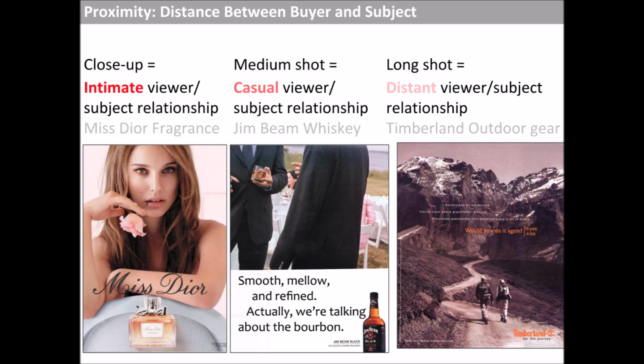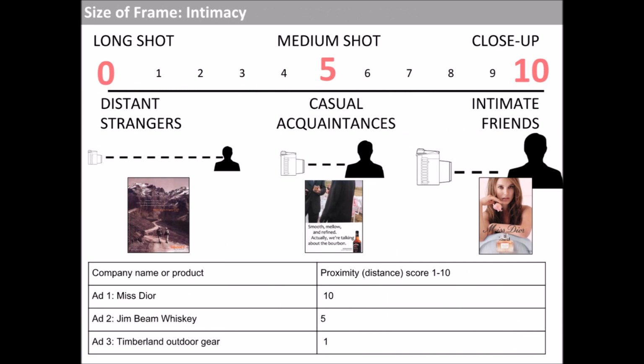Hopefully, these three examples, a camera close-up, a medium camera shot, and a distant camera, demonstrated the range of proximity that advertisers might use to engineer a specific buyer response to their imagery. Now, please look at your three ads and score them using the provided worksheet.